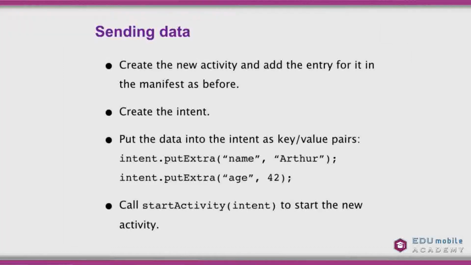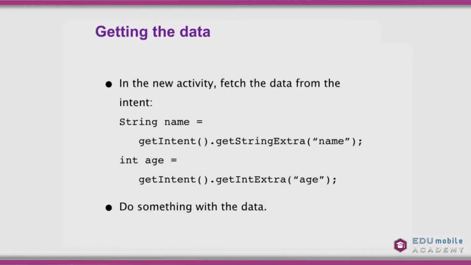How do we get it out? Well, on the other end, we want to fetch the data from the intent. So we can do this in code by just saying getIntent, in other words, get the intent that I was passed, and then get the typed extra. So in this case, I get a string extra with the key name, and then I get an int extra with the key age, and I assign those to a string called name and an int called age.